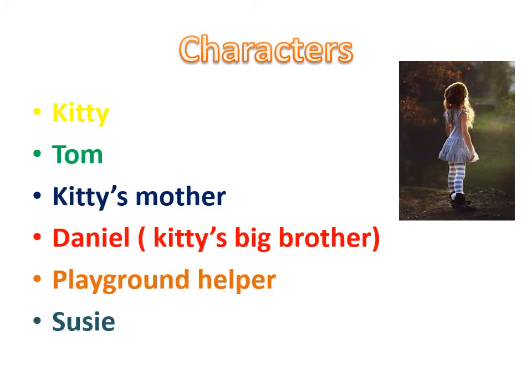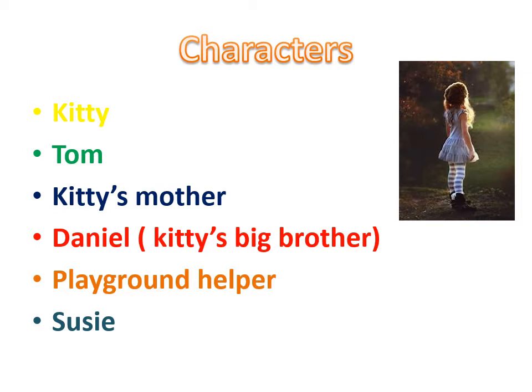First of all, I am going to introduce you to the characters because it will help you to get a clear understanding when I am explaining the story to you. Now you can see who the characters in the story are. There are mainly 6 active characters in the story. Out of them, the first character is Kitty. Kitty is the central character, and Kitty is a girl, a little girl.